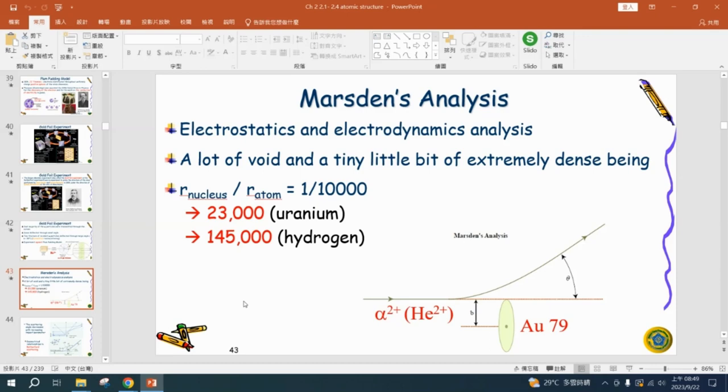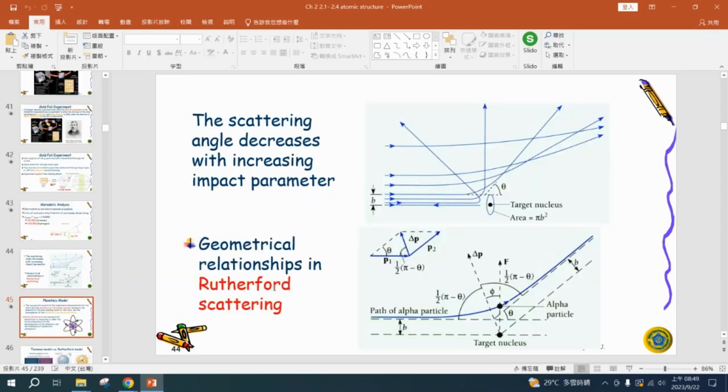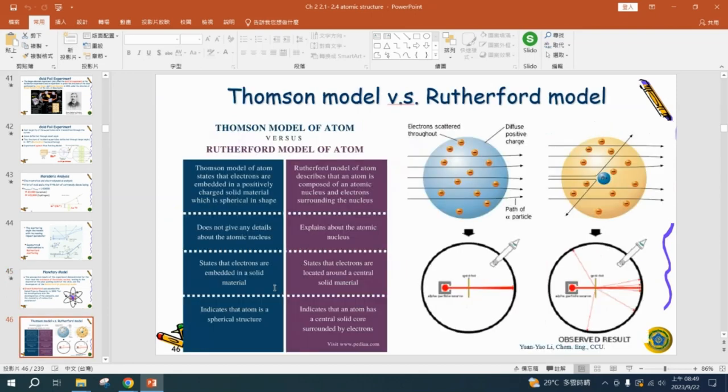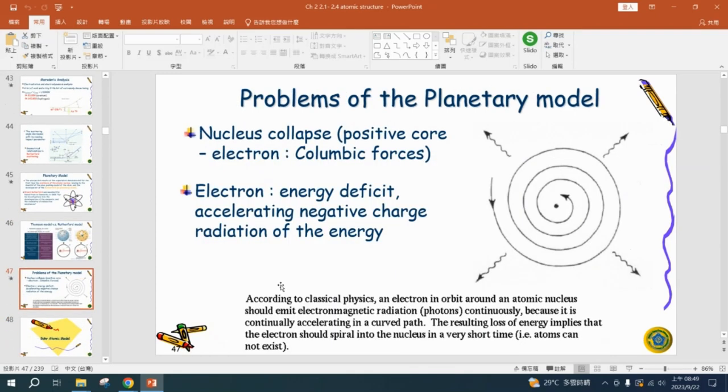According to our current understanding, the ratio for the nucleus per atom is about 1 in 23,000 for uranium, and about 1 in 145,000 for hydrogen. Okay, so this is also called the planetary model. We also call this the Rutherford model. And then in order to prove whether this is right or not, we need to do some experiments. But there's a problem before the experiment.